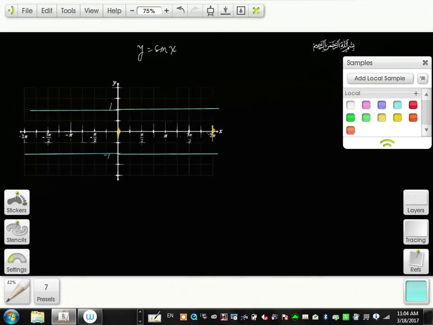Then I divide that into half. That's pi over here, and that's 2 pi. I know the parent graph of y equals sine of x looks like this. So half of it looks like that, and half of it is going to look like this.